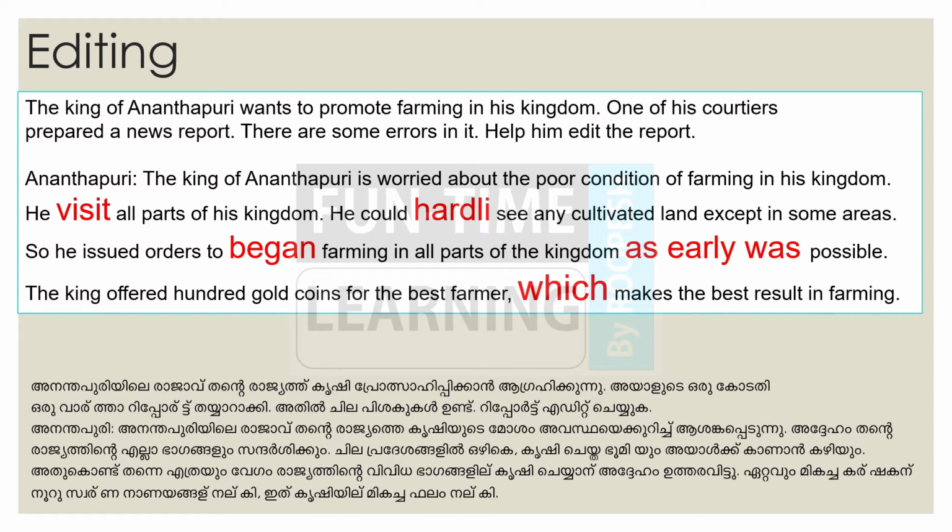And the next one is very easy. As early as possible. We did some of the activities which include this language usage. One of the chapters of our unit is named as big as a hen's egg. A grain as big as a hen's egg. So what is the error here? You have to find it out. The king offered 100 gold coins for the best farmer, which makes the best result in farming.